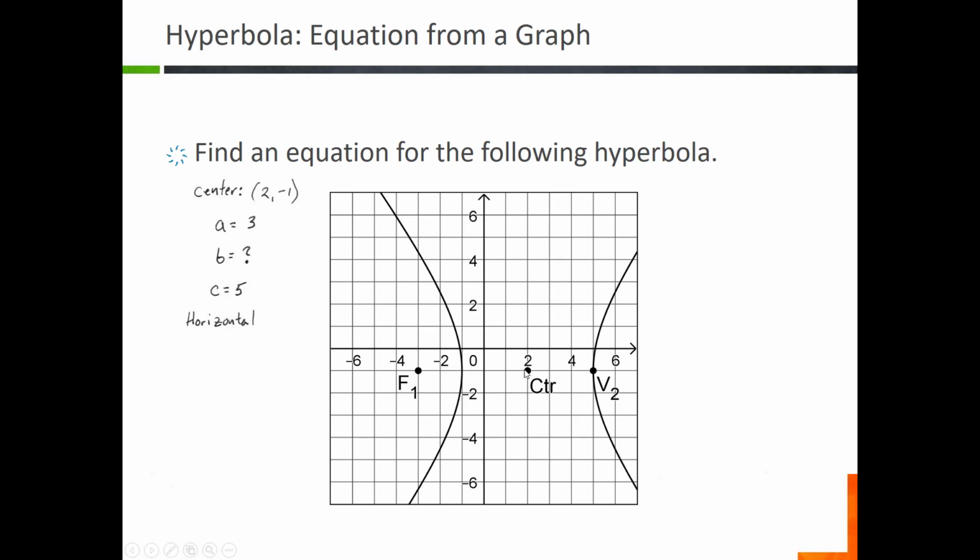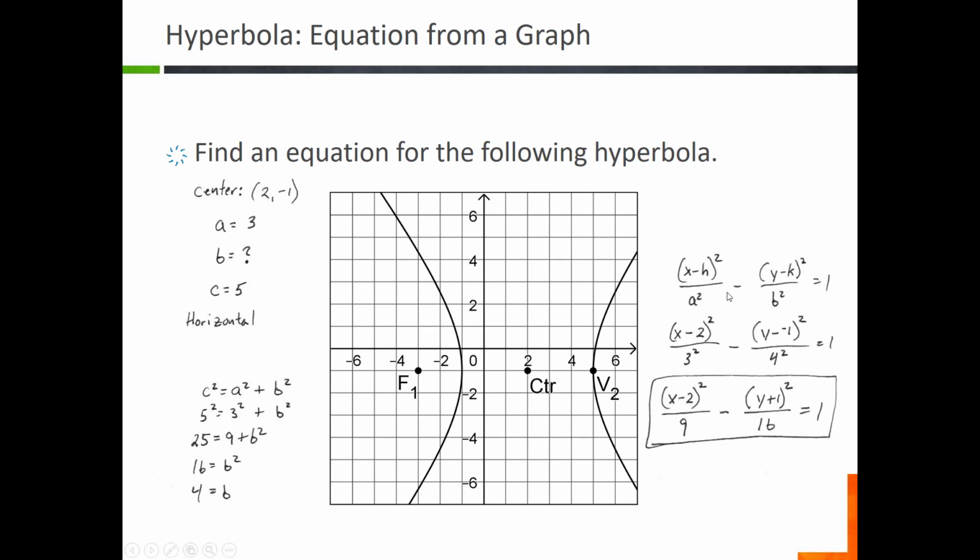Now a is 3 because that's the distance from the center to the vertex. That's 3 units apart. c is 5 because that's the distance from the center to the focus, to the foci. So that's a distance of 5. We can't get b off the graph because I don't know how tall the box is if we drew it in here. So to figure out b, we need the other two. We use c squared equals a squared plus b squared. We plug in our a and our c value, solve for b, and we get b is 4. So that's enough information for us to write the equation of the graph.